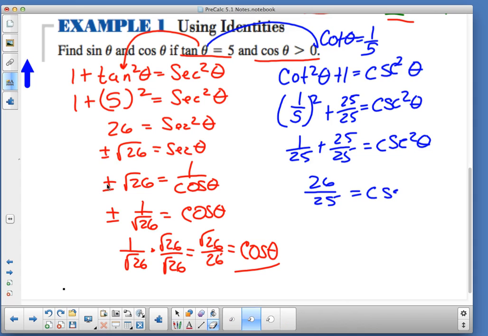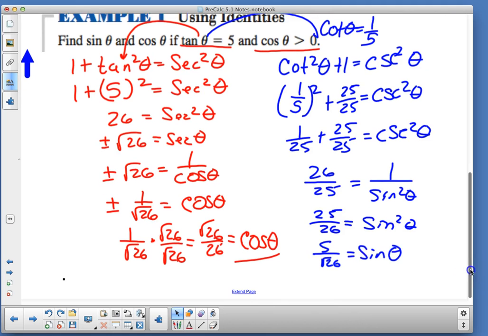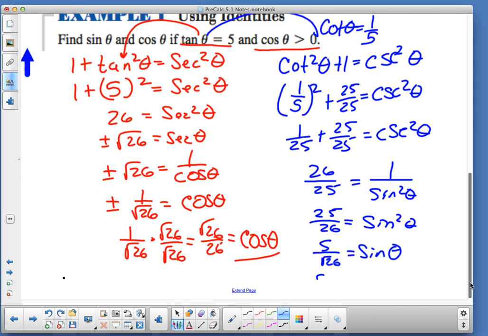Now, remember cosecant squared theta as we're going through here. This is 1 over sine squared theta. And now I do the reciprocal, okay? And so I've got 25 over 26, and that's sine squared theta. Well, I can take the square root of both sides, and I get 5 over the square root of 26 is equal to sine theta. And now I've got to make it pretty at the bottom, so now 5 square root of 26 over 26 is equal to sine theta.